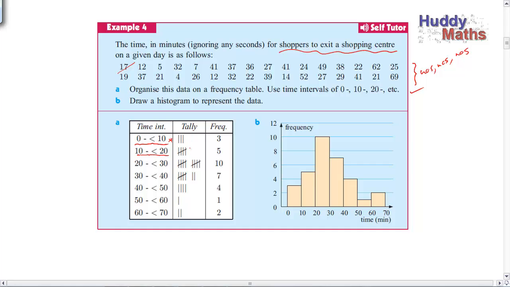You go and find its group, so it's there, and you put a dash in there. Then you go to 12, that's in here as well. Put another one, hang on, we'll just get rid of that. Put another one, and so on. A light line through it so you can still read it.